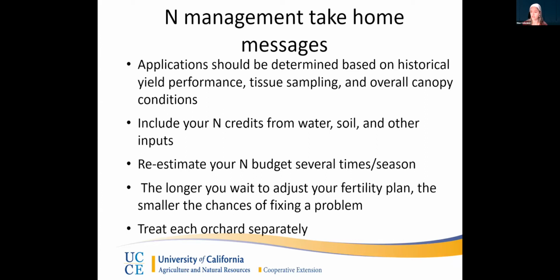The longer you wait to adjust your fertility plan, the smaller the chances you have of fixing problems. And don't make a blanket nitrogen management plan for all of the blocks that you're managing. Treat each orchard separately.